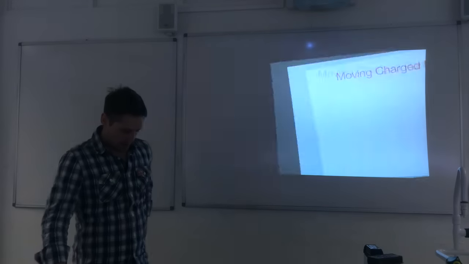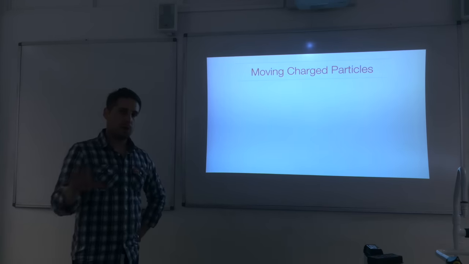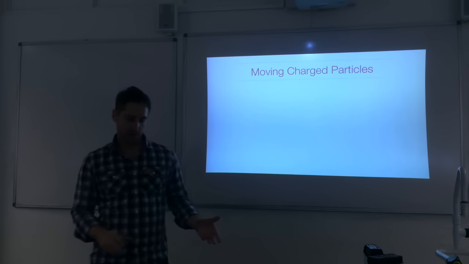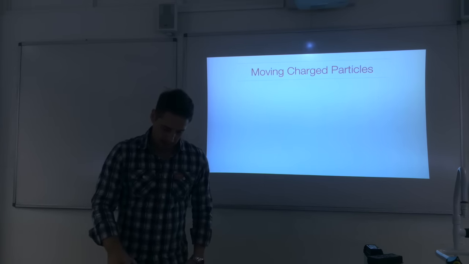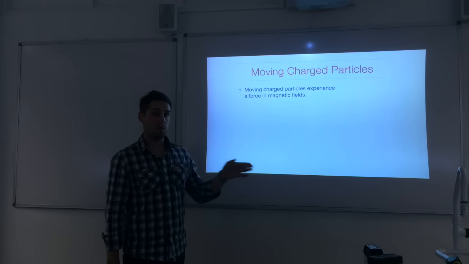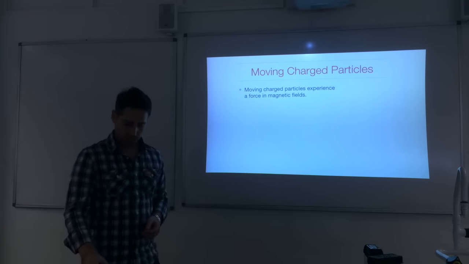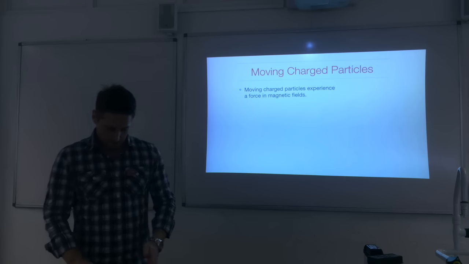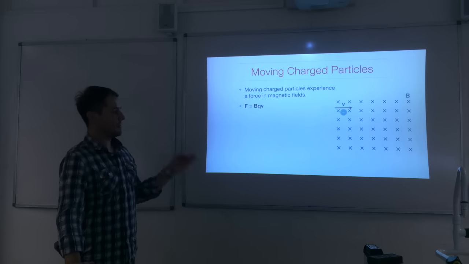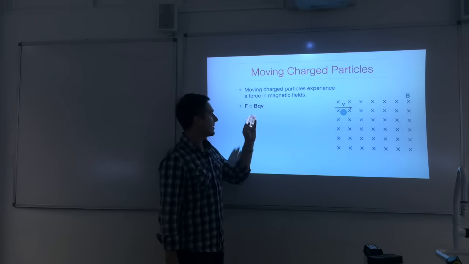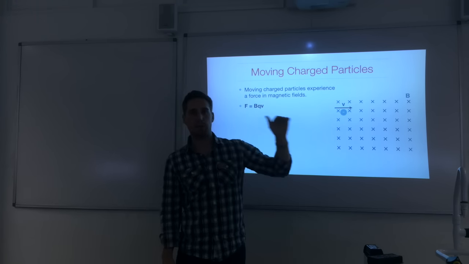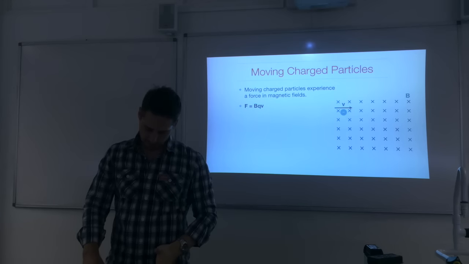Okay. Right, so we've been looking at conductors which are carrying a current through a magnetic field, but if you have isolated charges as well moving through a magnetic field, they will experience a force too, and the force they experience is given by BQV. B is the flux density, Q is the charge on the particle, and V is the speed at which they're moving through the magnetic field.